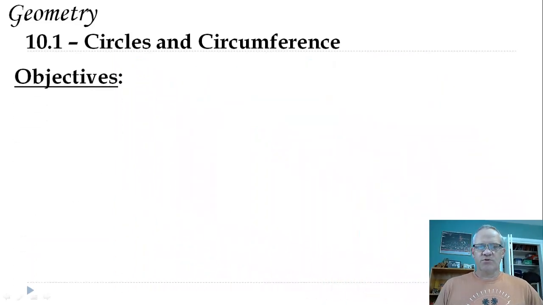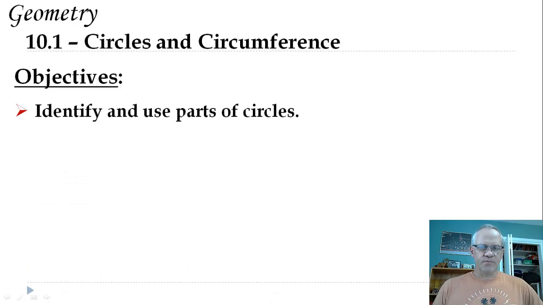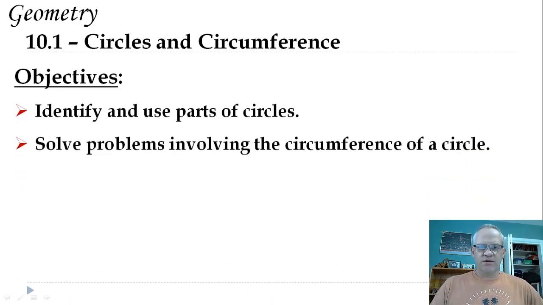Today we're in chapter 10. We've been talking about triangles, it seems like forever, and today we get to start talking about circles. So circles and circumference is what we're going to talk about today. Our objectives today: identify and use parts of circles, and secondly, solve problems involving the circumference of a circle.